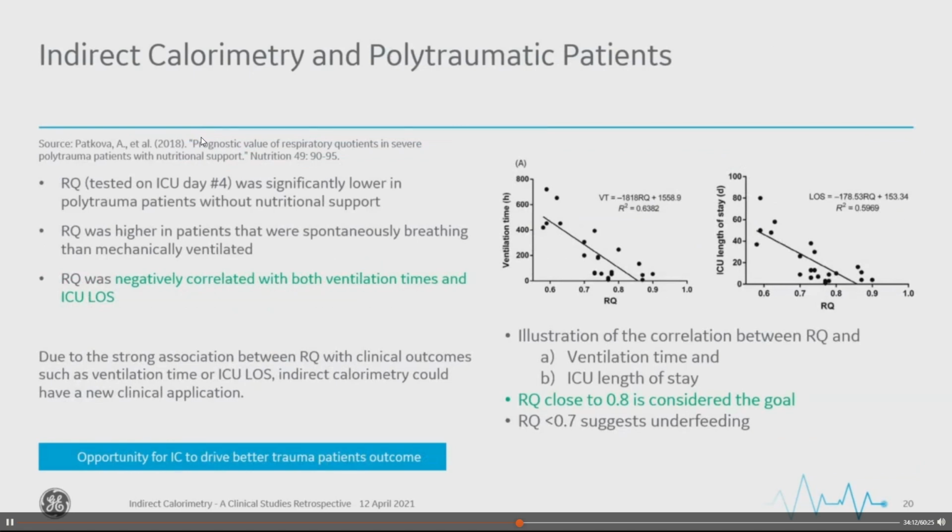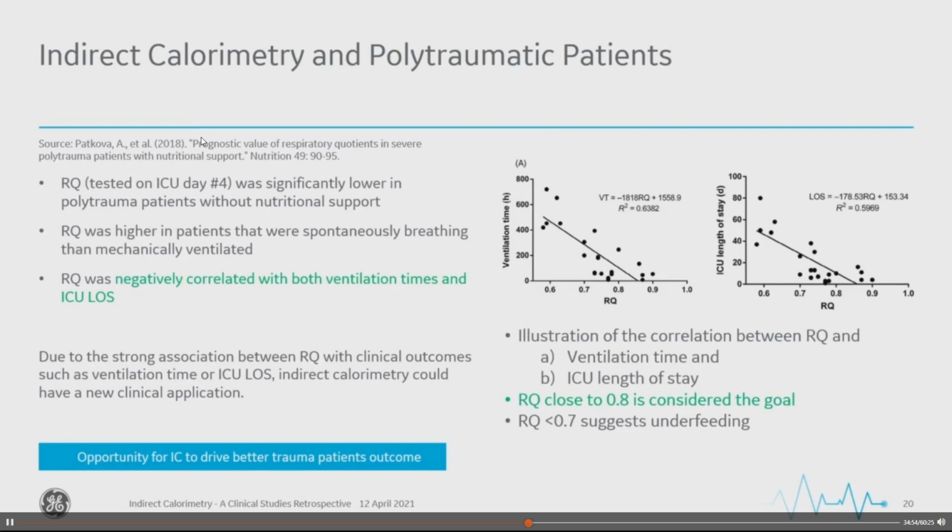Migrating over from the cardiac surgery patients, you have the polytrauma patients, and once again, Petkova here showed that the RQ was negatively correlated with both ventilation times and ICU lengths of stay. So clearly, as that RQ goes beyond 1.2, which is unwanted, it is negatively affecting the ability of that patient to be extubated, have the appropriate nutritional status or milieu for recovery, and that translates into increased lengths of stay in the intensive care unit, which is a very expensive environment. So there are clinical implications and economic implications associated with this.